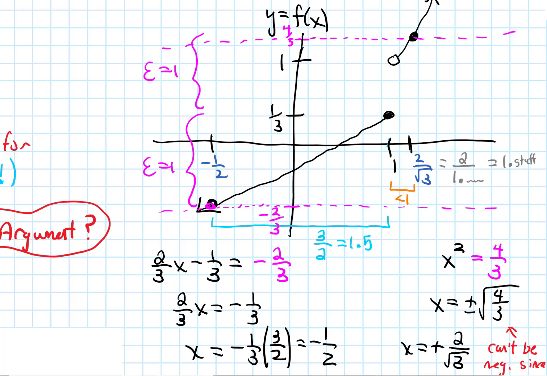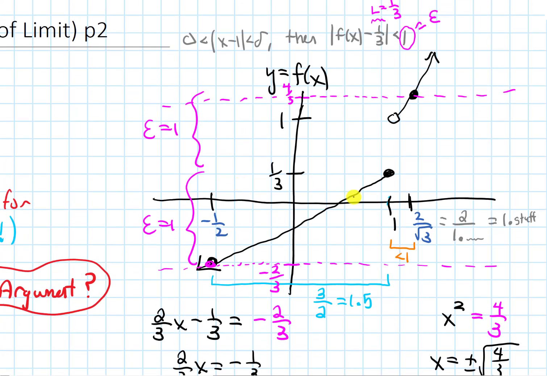So I believe this problem said we could pick any delta that we want. It doesn't necessarily have to be the largest one. But let's just go ahead and pick the largest possible delta. So if I go from 1 all the way to this right endpoint here, that delta is going to be 2 over root 3 minus 1. I can also go that distance in the other direction.